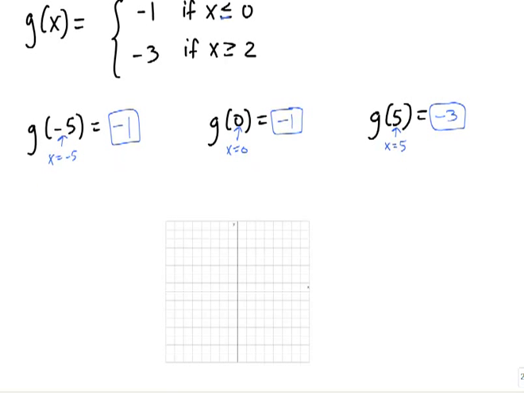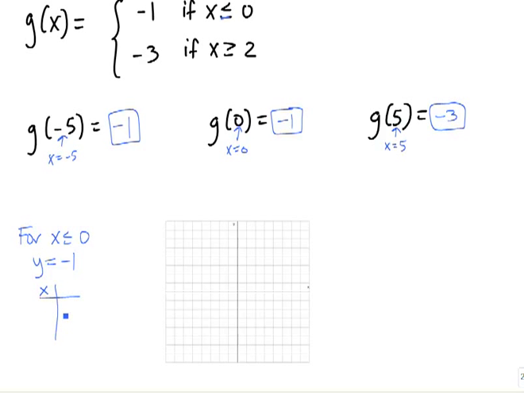Now let's talk about how we are going to graph this. So the first thing we're going to do is graph the top rule, and this was the rule for x is less than or equal to 0. So when x is less than or equal to 0, we're supposed to use g of x, which is y, equals negative 1. So when x is less than or equal to 0, we're supposed to be graphing y equals negative 1. You can graph that however you like.